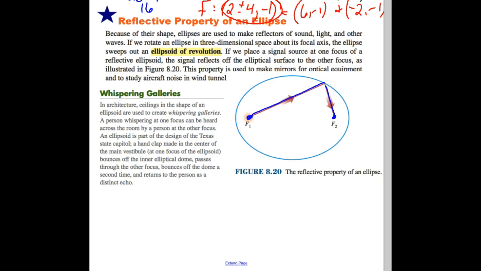Okay. An ellipsoid is part of the design of the Texas State Capitol. A hand clap made in the center of the main vestibule at one focus of the ellipsoid bounces off the inner elliptical dome, passes through the other focus, bounces off the dome a second time, and returns to the person as an echo. So if you're standing here at focus 1, you clap your hands, okay? That sound's going to bounce off here to here, and it's going to then from focus 2 bounce back to you. Okay, so you'd hear the echo of it.